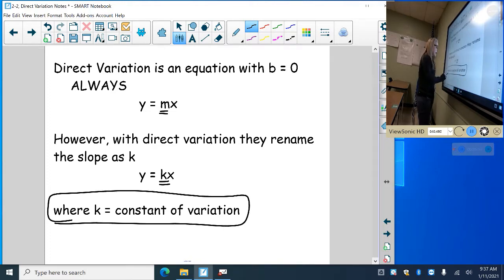of variation. And you need to know that because a lot of times on Math Excel or on a test or whatever, it's going to ask you to find the k value or the constant of variation. You need to know that just means it's the slope of direct variation where the y-intercept is 0.